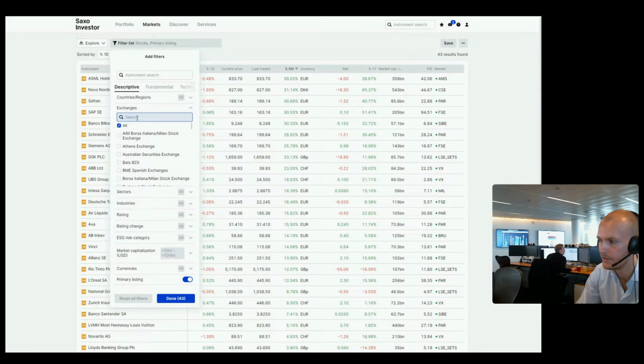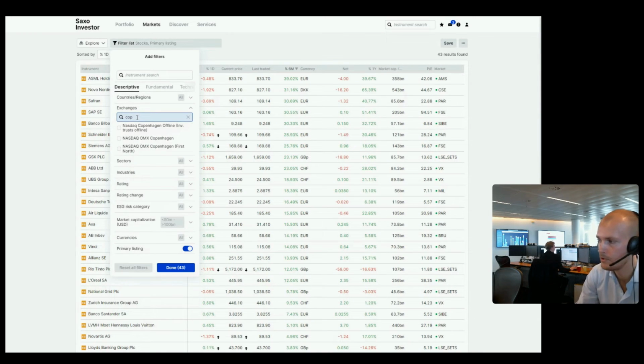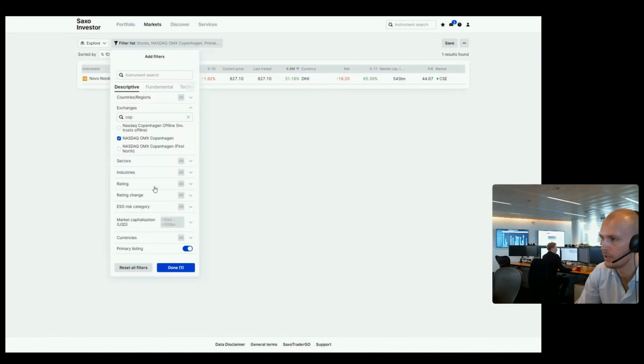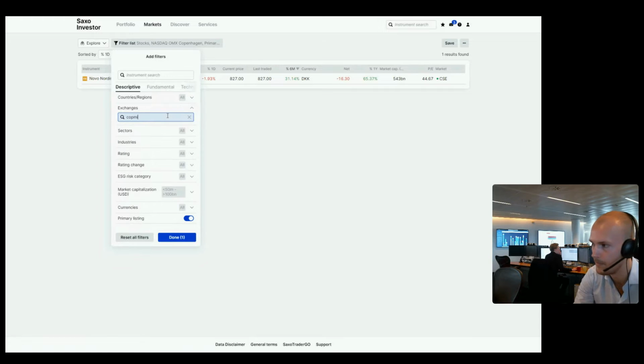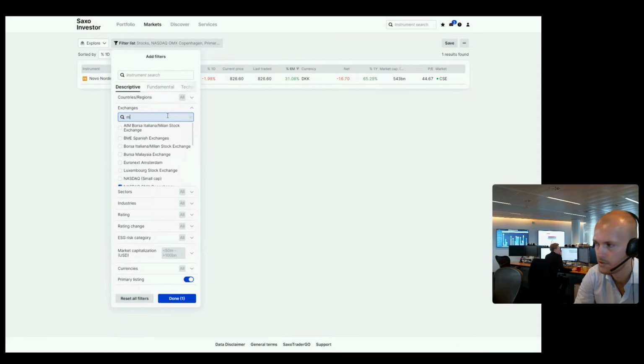Let's say you only want to see Danish. So maybe you go into Nasdaq OMX Copenhagen. I search for COPE, shorter for Copenhagen. Click on that one. Okay, now we're only looking at one of the best performing large European shares. That's Novo Nordisk. Should you want to look into, that could be Milano, same thing goes.